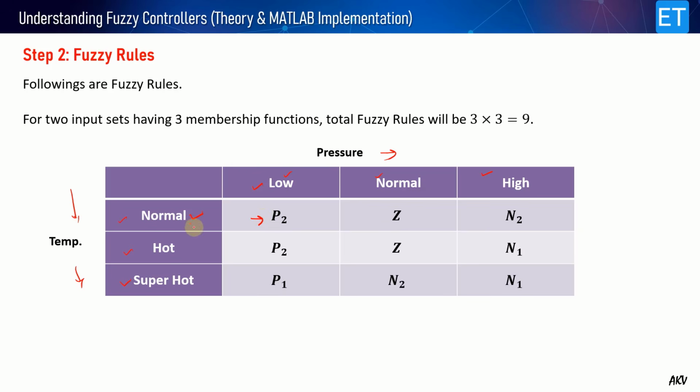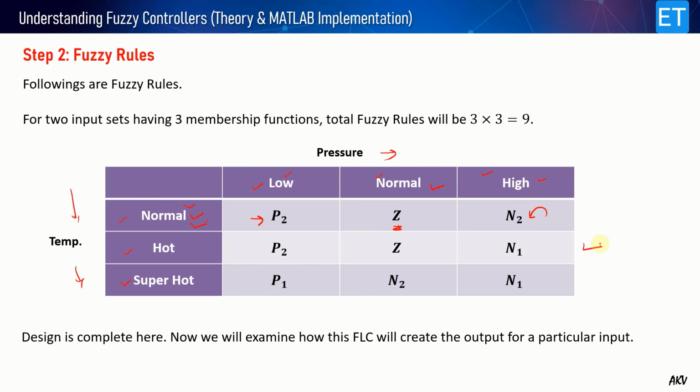If your temperature is normal and pressure is also normal, then the output action is Z, do nothing. If temperature is normal and pressure is high, then your action is negative large. I mean, you just close the valve like that. Similarly, for all combinations, you have these output actions. So the design is complete at this moment.